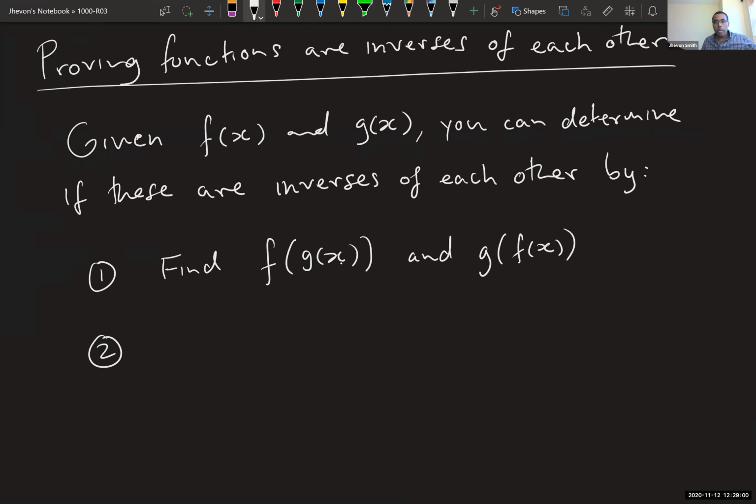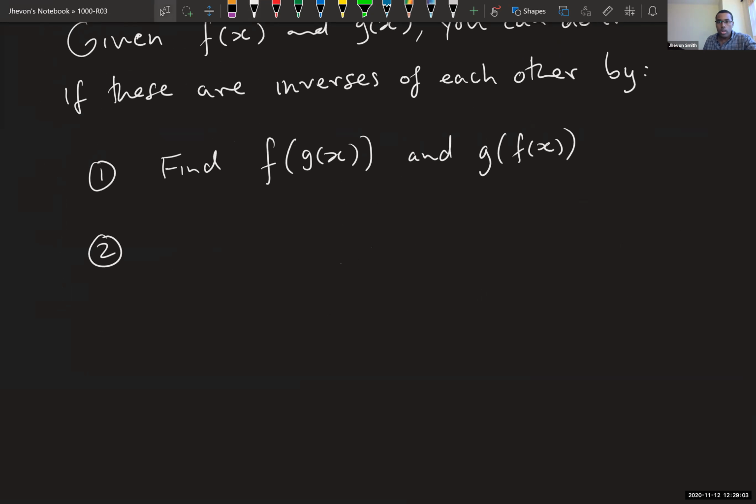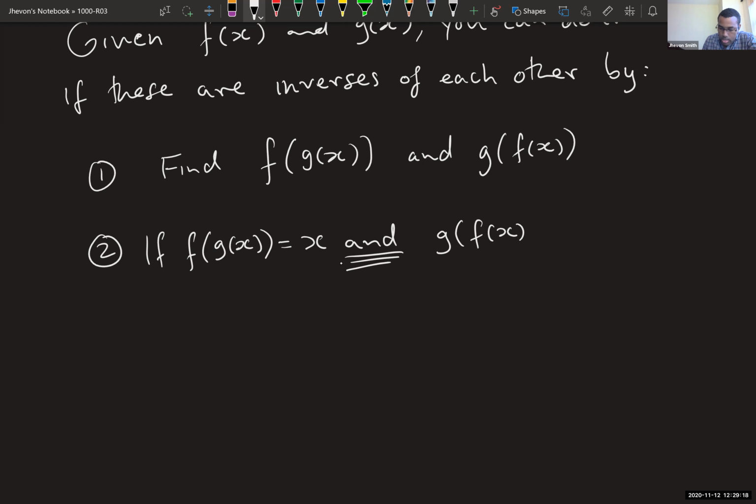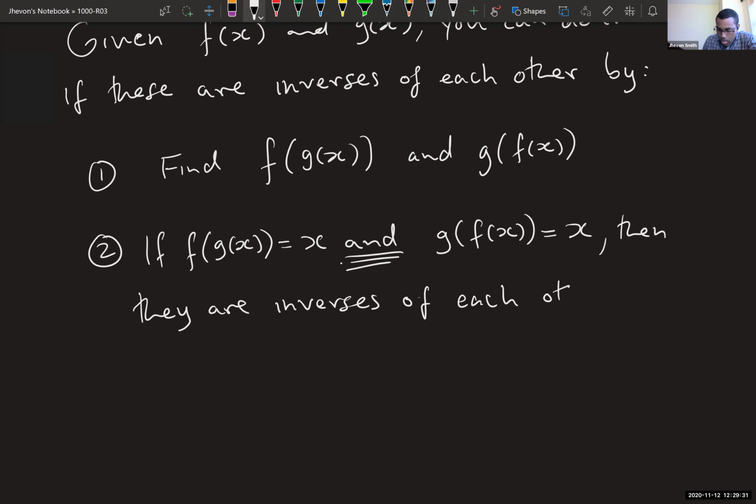And two, based on the result, you will know what the answer is. If f of g of x equals x, and both of these have to be true, and g of f of x equals x, then they are inverses of each other. Otherwise, they are not.